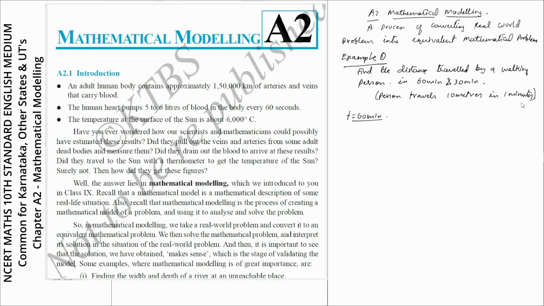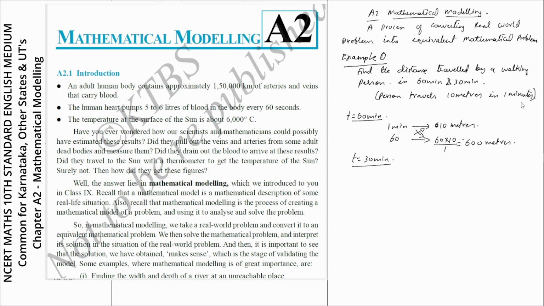Now we know that in 1 minute the person travels 10 meters. Therefore in 60 minutes he will travel, it's just cross multiplication. So 60 into 10 by 1, this gives 600. This cross multiplication method is the unitary method. So I'll get 600 meters as the answer. So in 60 minutes he will travel 600 meters, and for time equal to 30 minutes.